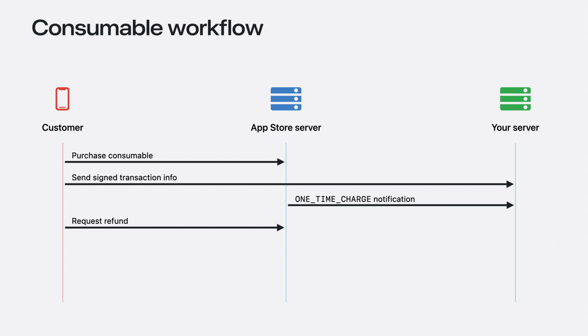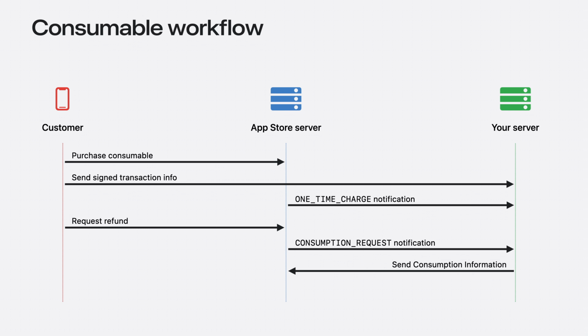But what happens if the customer requests a refund for the purchase? At this point, the App Store server may send your server a consumption request notification, requesting that you provide information about the customer's use of the product. You can provide that information by calling the Send Consumption Information endpoint. The information you submit will be considered in Apple's refund decisioning process. Once Apple grants or denies the refund, you'll receive either a refund or refund declined notification, informing your server of the result.